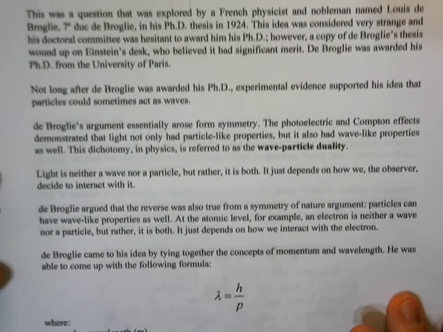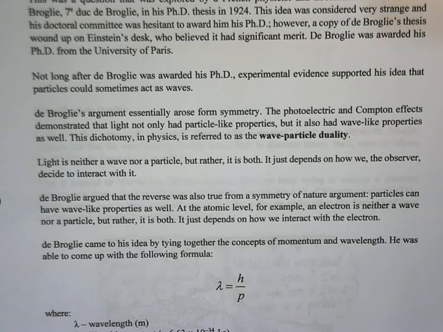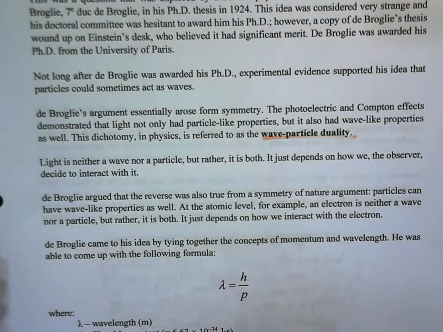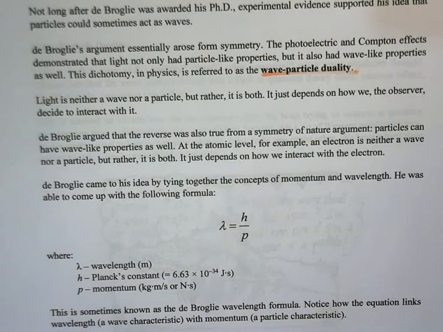So, as I mentioned, de Broglie basically argued from the concept of symmetry that if we're going to treat waves like particles, we have to also treat particles like waves. And the photoelectric and Compton effects really helped to solidify this because it showed that light had particle-like properties, but it also had wave-like properties. And essentially this whole dichotomy that we have of wave and particle, this is what we refer to as the wave-particle duality. So now we want to finalize, is light a wave or is it a particle?